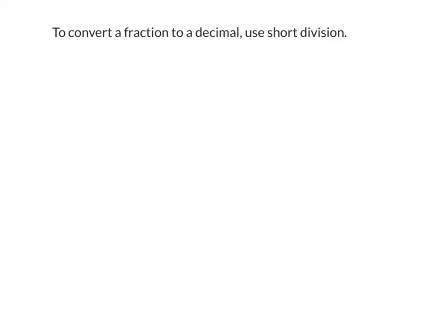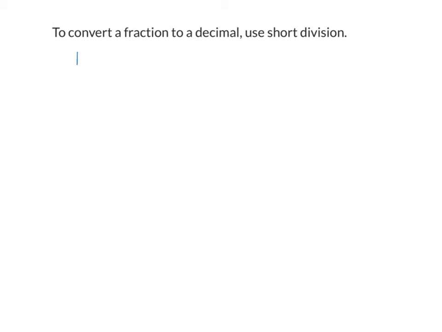So to convert a fraction to a decimal, you use the short division algorithm. And you use that algorithm whether the fraction is terminating or recurring. It just turns out if it's terminating, you'll know to stop. And if it's recurring, you will see a pattern.